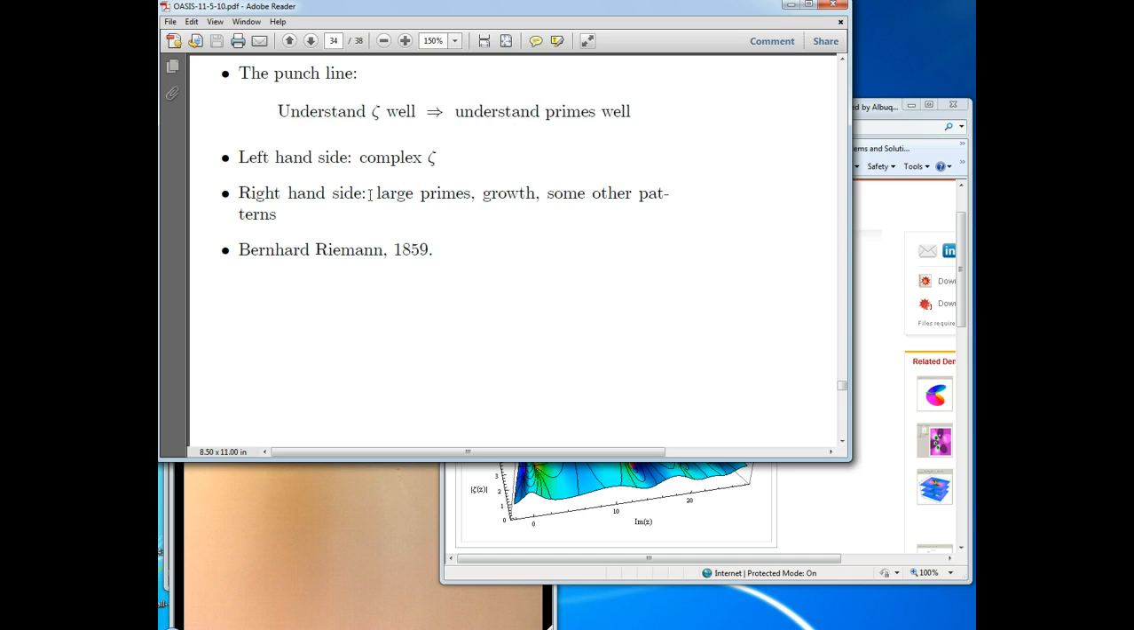The right-hand side, what do I mean by that really? It really means what happens for large primes. It's not going to give you stuff for medium-sized primes. It's not going to give you the absolute details. It's not going to tell you exactly where every prime is, unless you understand zeta unbelievably well. If you did, then it would give you that too. But if you're focusing on questions about how many large primes there are, how they grow, some other patterns, there are deeper patterns that you could theoretically get if you understood zeta really well.